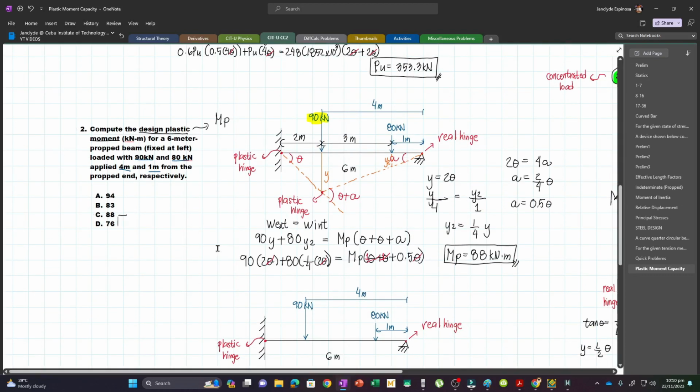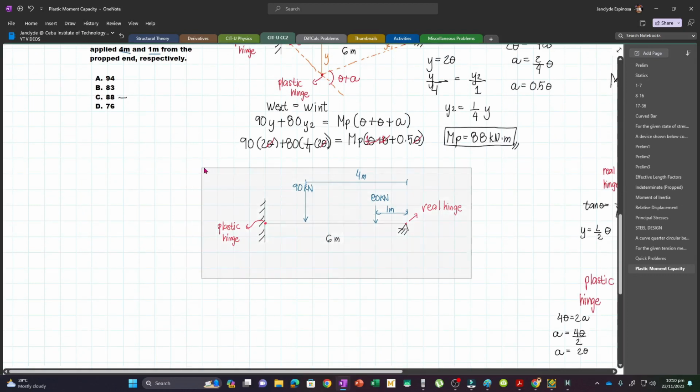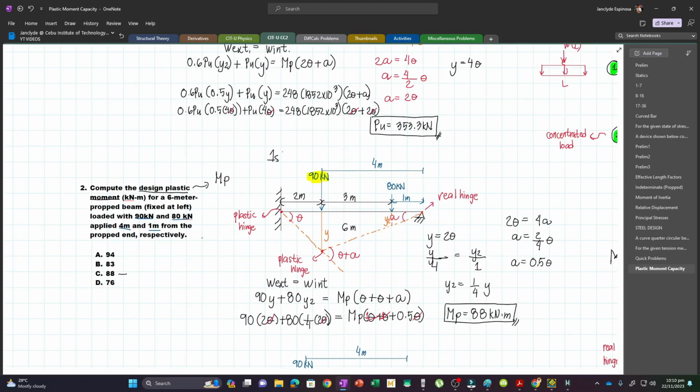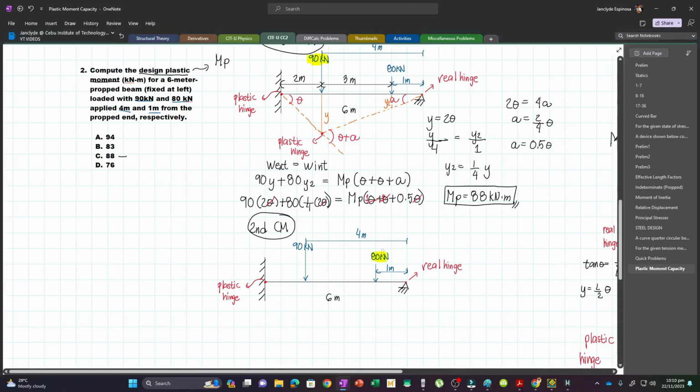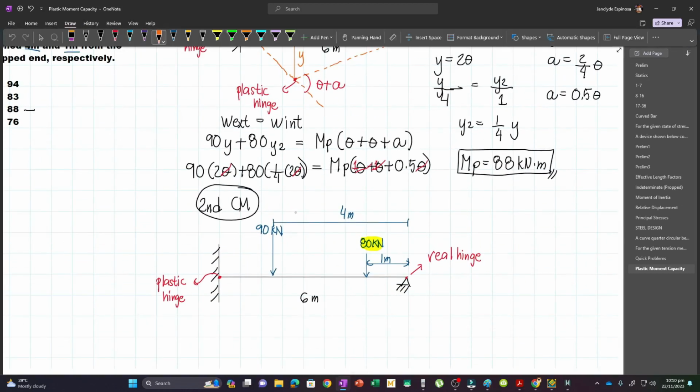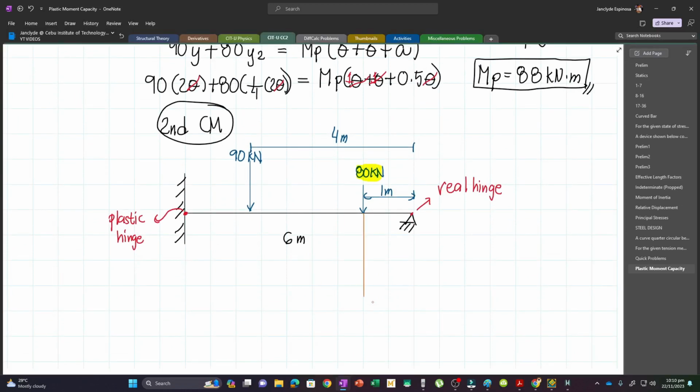Let's consider the second collapse mechanism. Again, I'll label the first one as the first collapse mechanism, first CM, and this one as the second CM. So in our second collapse mechanism, we consider the 80 load, and that is where our y occurs. Then extend the tangent line there, and also here. Now this is our y.